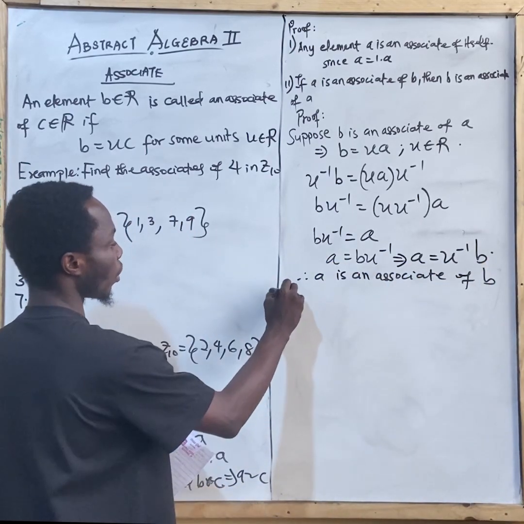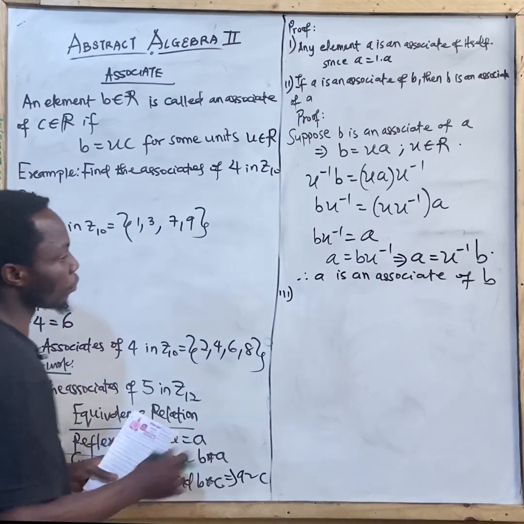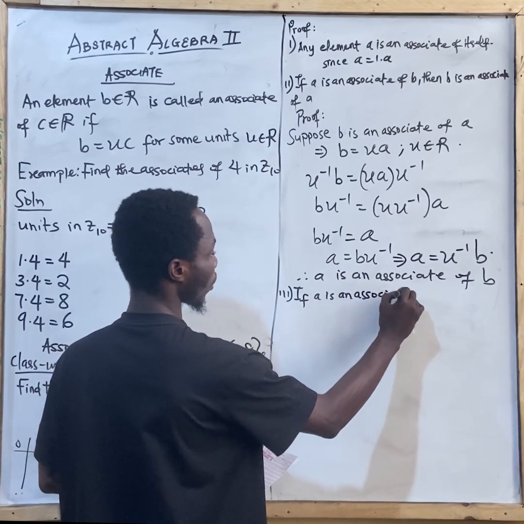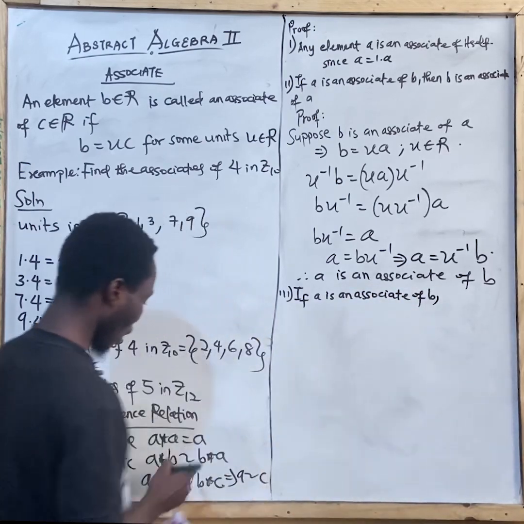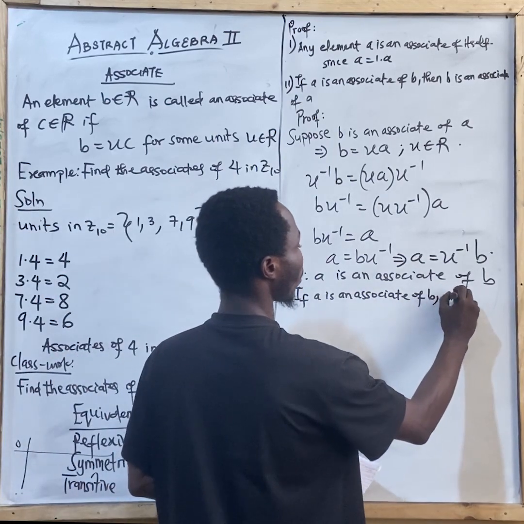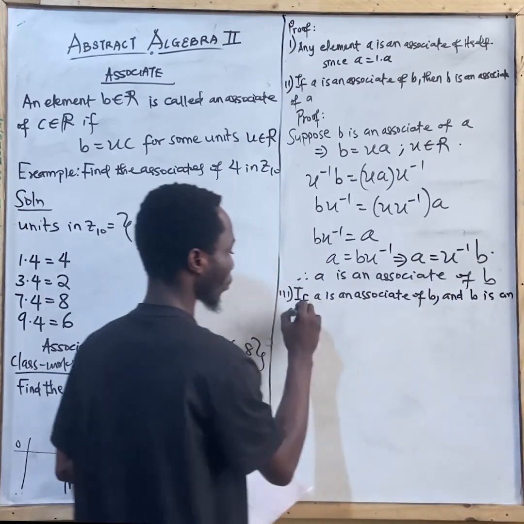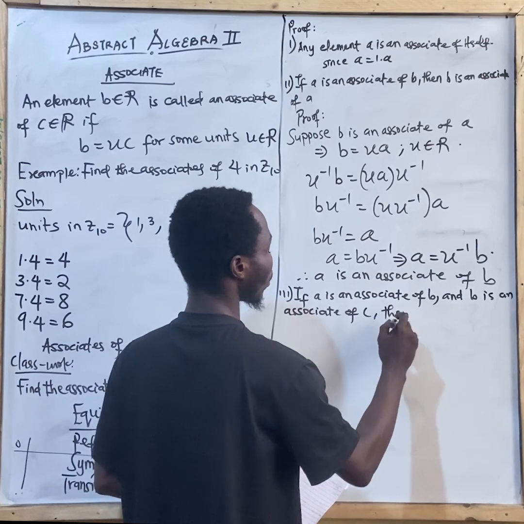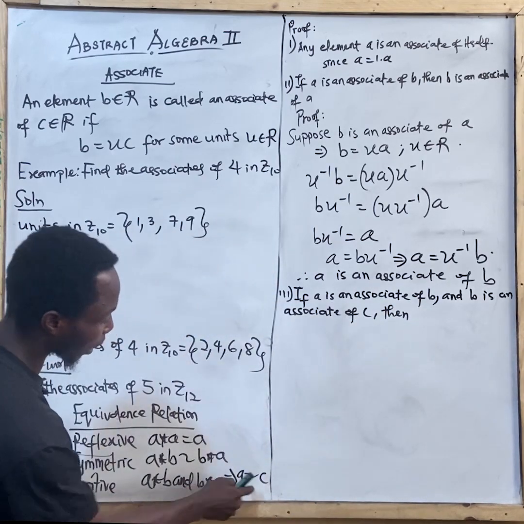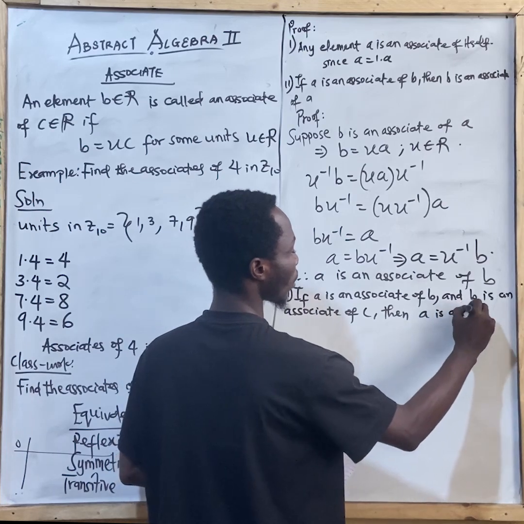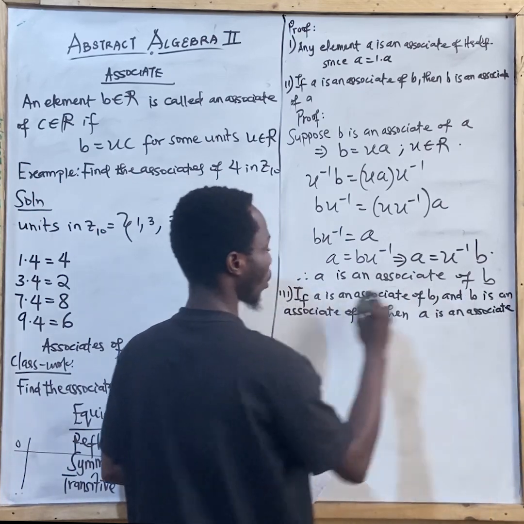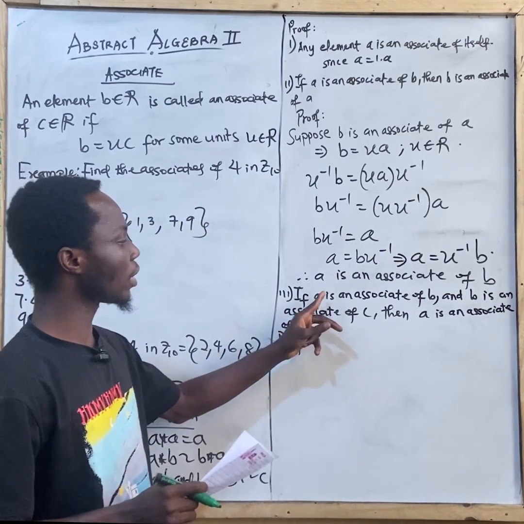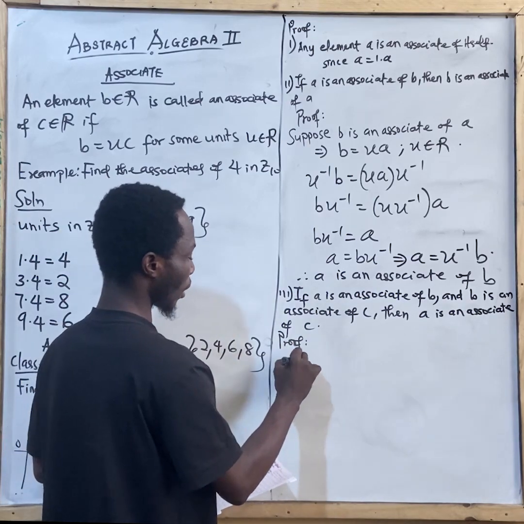Now the third one is that if A is an associate of B, and B is an associate of C, then this implies that A is an associate of C. Let's prove this. So let's take the first statement. If A is an associate of B, what does that mean? It means that A will be equal to what?